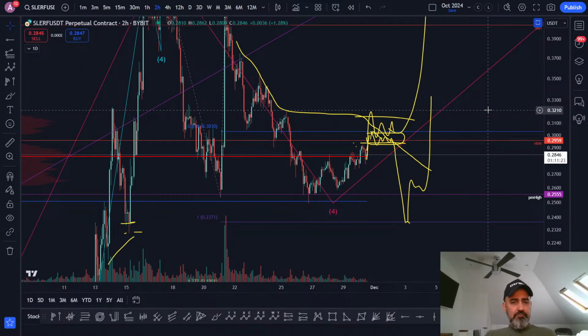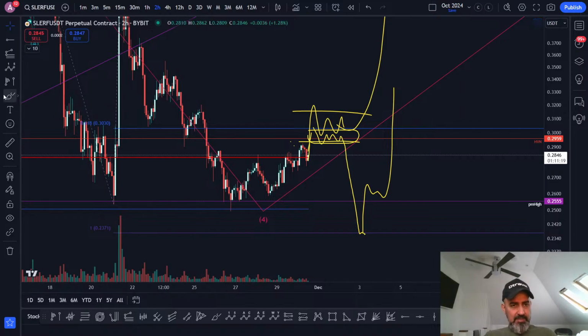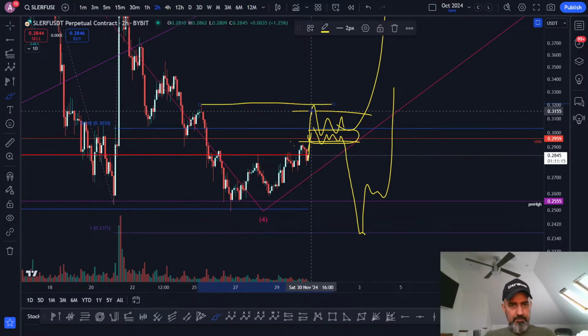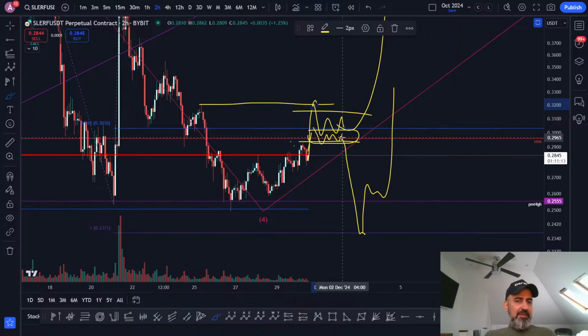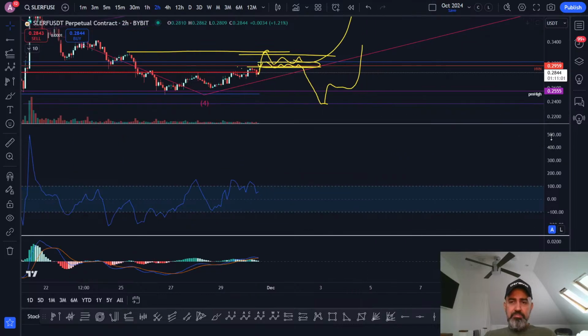Okay, and so technically I want to see this high taken, probably this one here first, and then support to hold. Yeah, that's probably what I'll be looking for, some kind of bullish continuation based on this upwards correction. Is this correction bullish or bearish?